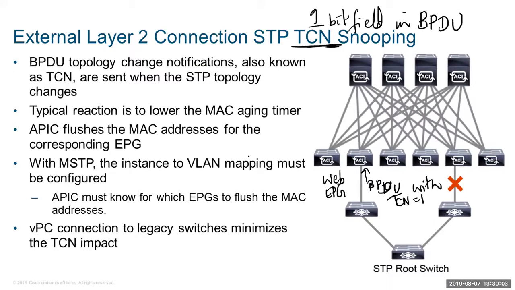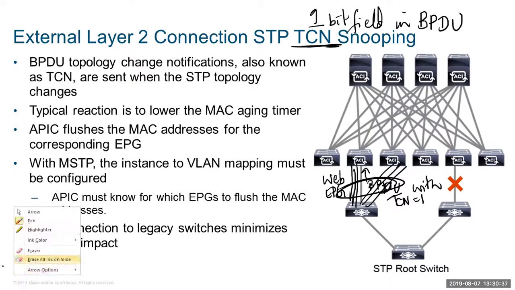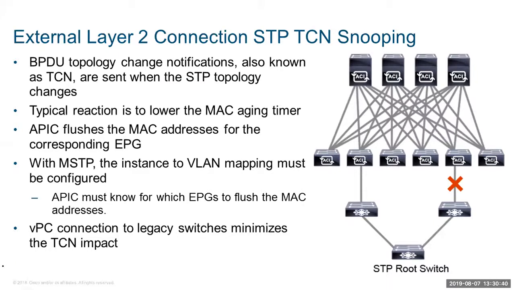Now, flushing out the locally learned MAC addresses means the switch will now have to go ahead and rebuild the local station table eventually again. So flushing is not a good thing. Flushing the entire MAC addresses for the EPG is not a good thing. How could we prevent it? Maybe have a port channel or VPCs. Okay.